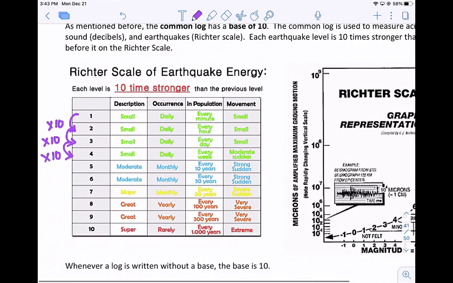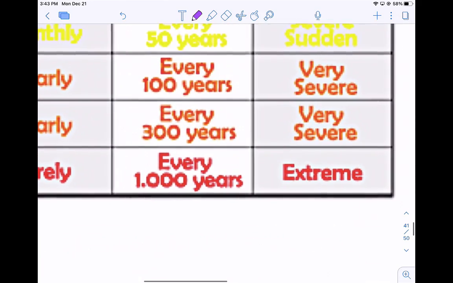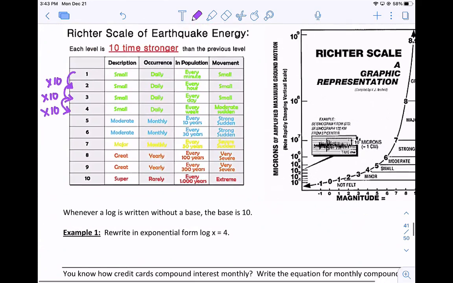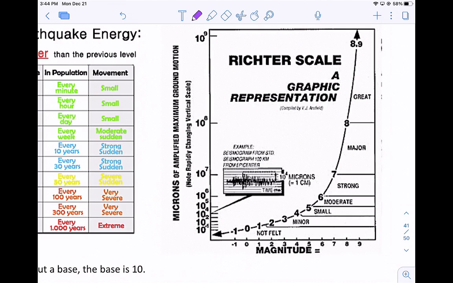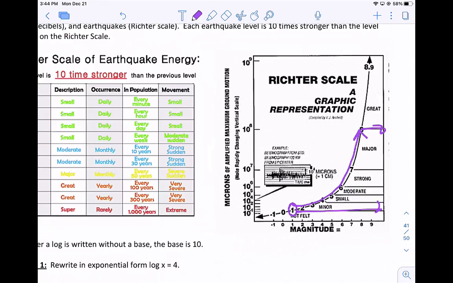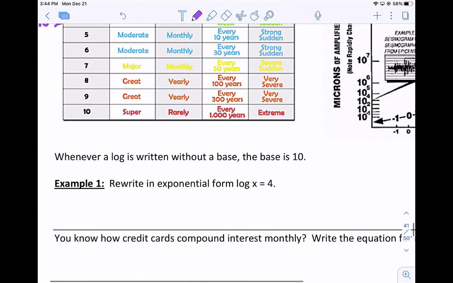Which means by the time that you get to level 10, which is extremely rare, happens almost about every 1,000 years, see how much more powerful it is. And this doesn't even show a level 10 magnitude. So here's level 1. Actually, that's a negative 1. Here's level 1. Here's level 8. So you can see how it grows exponentially because, again, each one is 10 times stronger than the one before it. So whenever a log is written without a base, it is base 10.